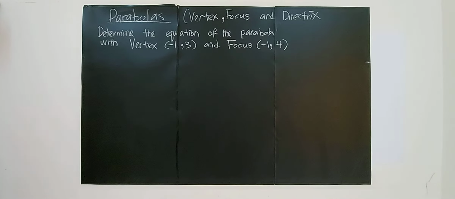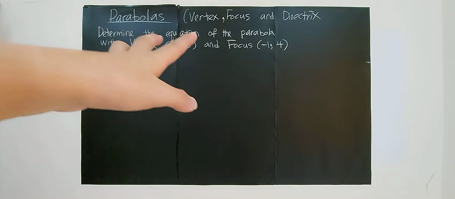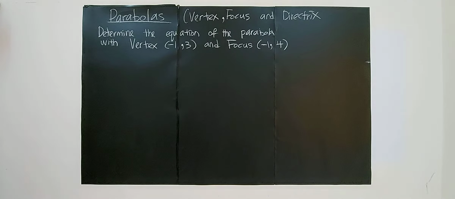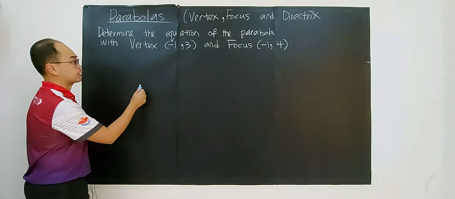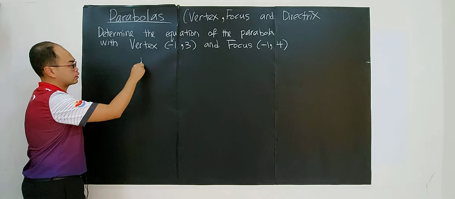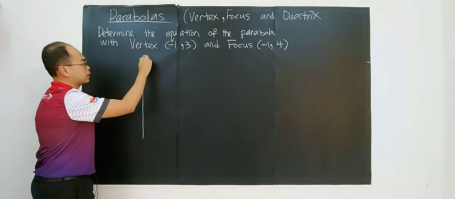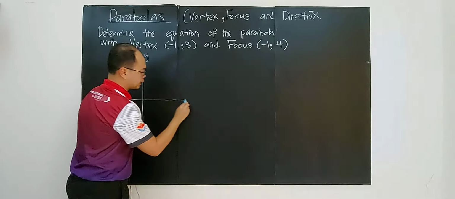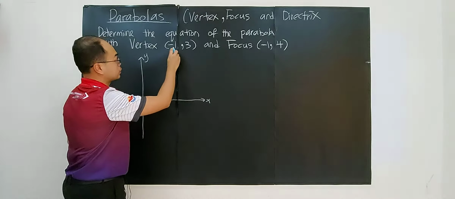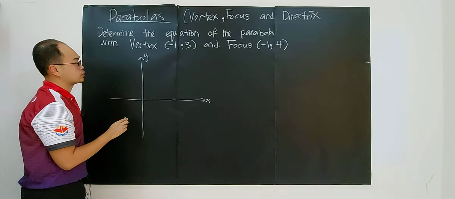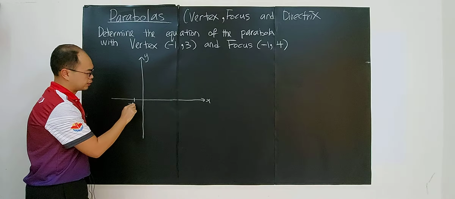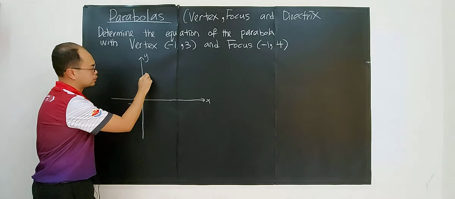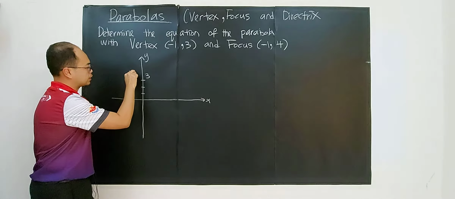The same question, just changing the vertex and focus. Let's look at this again so that you have more chance of understanding. I always tell my students that if you want a better understanding, it's better to always have a diagram for this chapter. You have the vertex, which is (negative 1, 3). So where is (negative 1, 3)? Just plot the vertex.